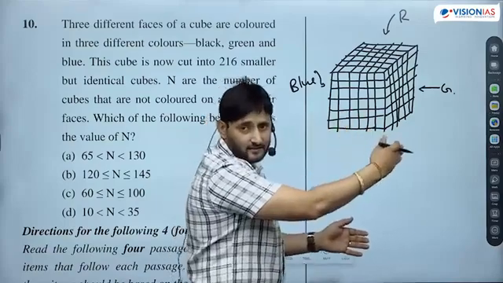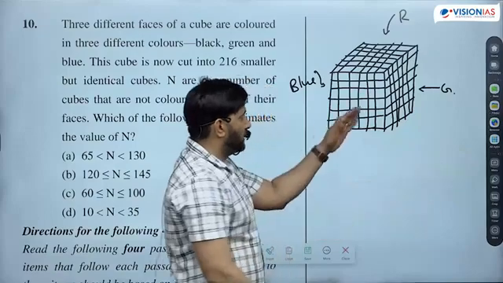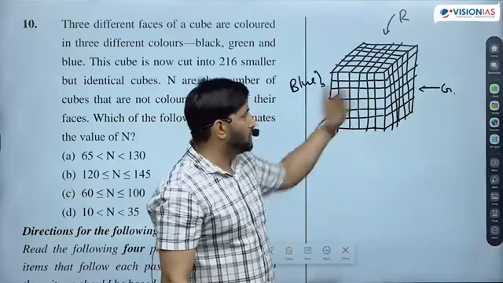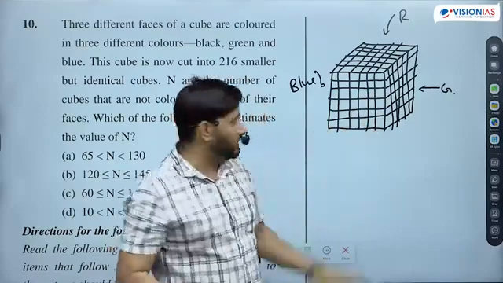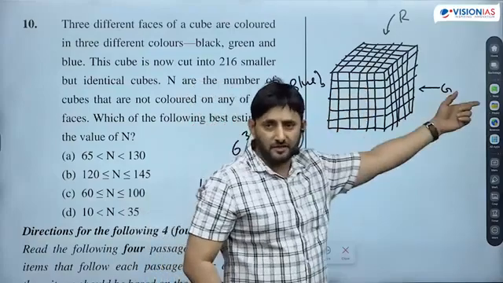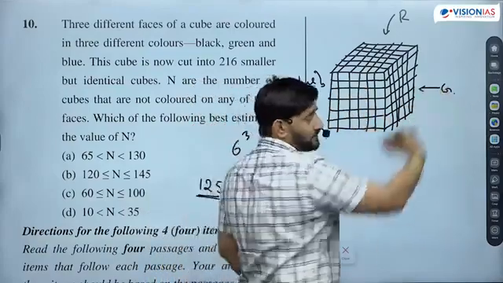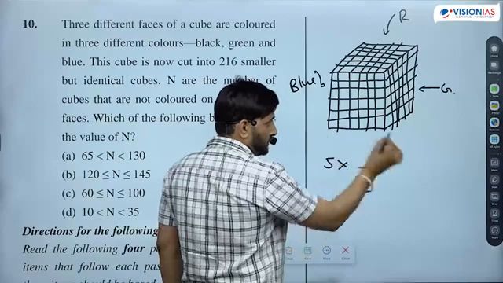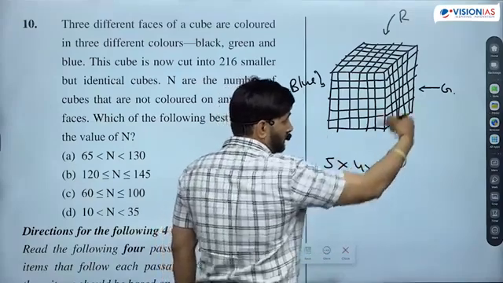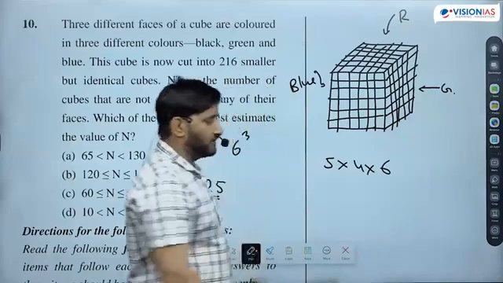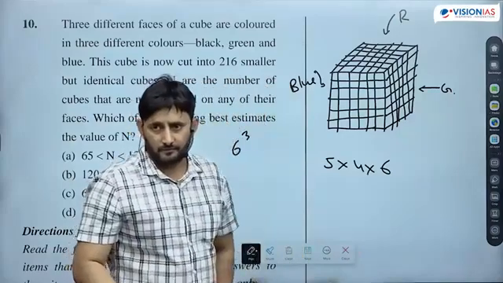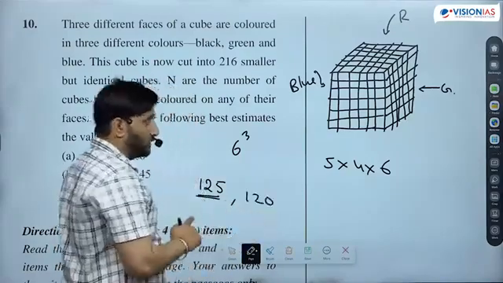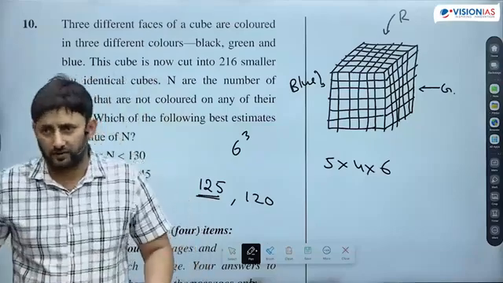There are 6 layers like this. Out of 6 layers, the right layer has green color and the left layer has blue color. So 2 layers are removed. We are left with 4 layers. Now there is no need to remove front and back because they don't have a color. On the front there is no color, on the back side there is no color. So how many layers will remain this way? 6 layers. So how much height is left now? Height is 5. Along the length there are 4 now. And along the breadth how many are there? 6. Now how many pieces are there? 120 pieces. These are the only 2 possible cases: either 120 pieces will be formed or 125 pieces.